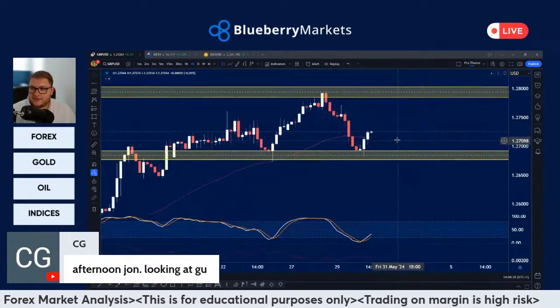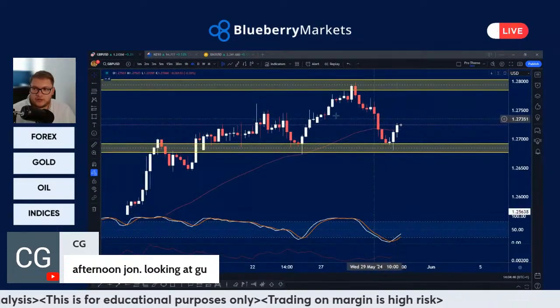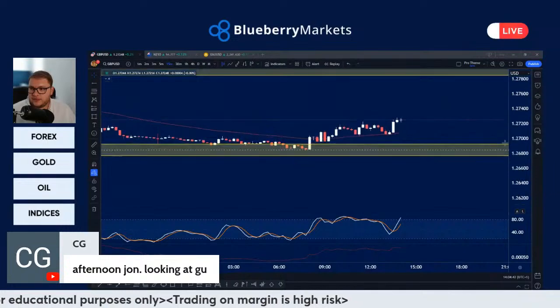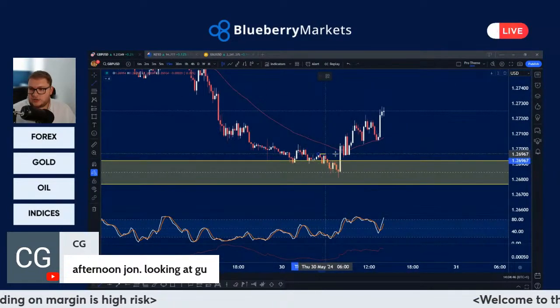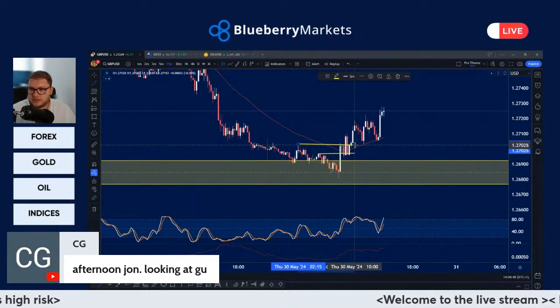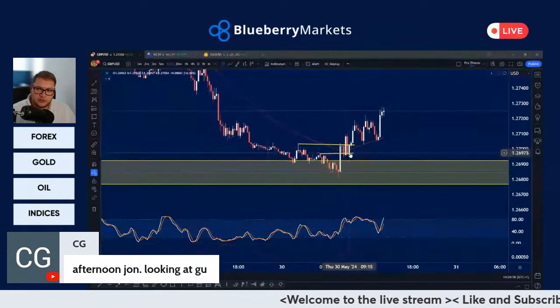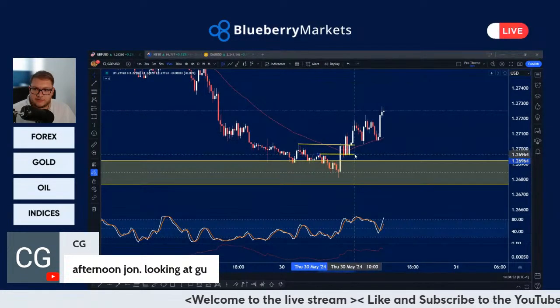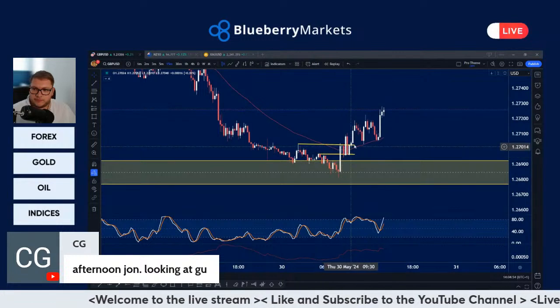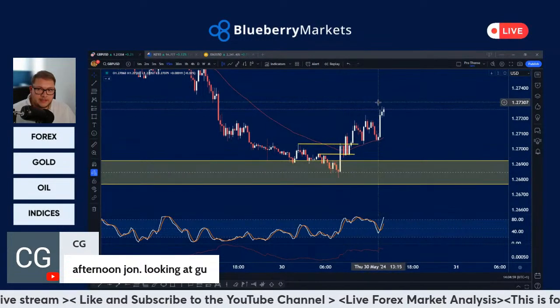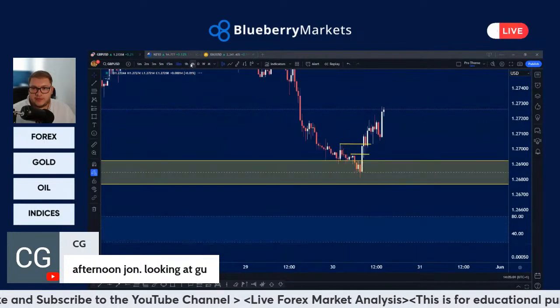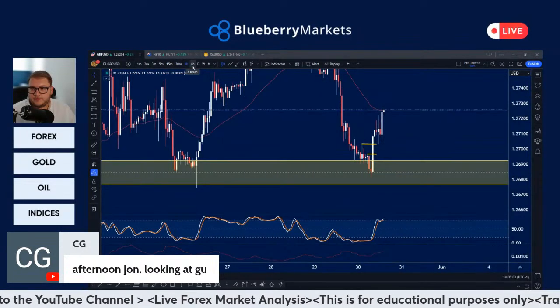I haven't quite managed to jump on an entry here, though. What I should have been looking at really was this 15-minute break in structure and break in trend when we started to breach these highs in here. That's where I should have been looking to get involved with the market. So I'm not in this trade at the moment. I'll have to give it a little bit more breathing room, see if it comes back.